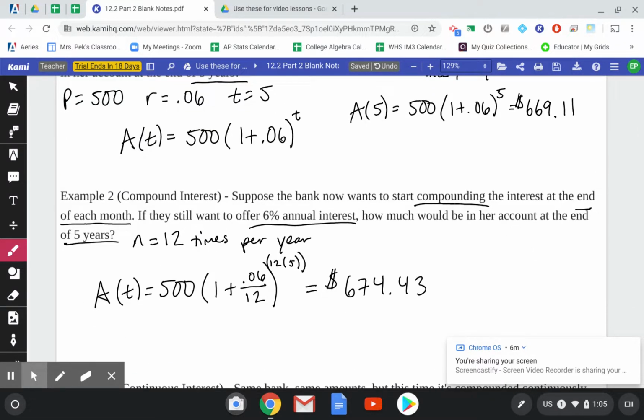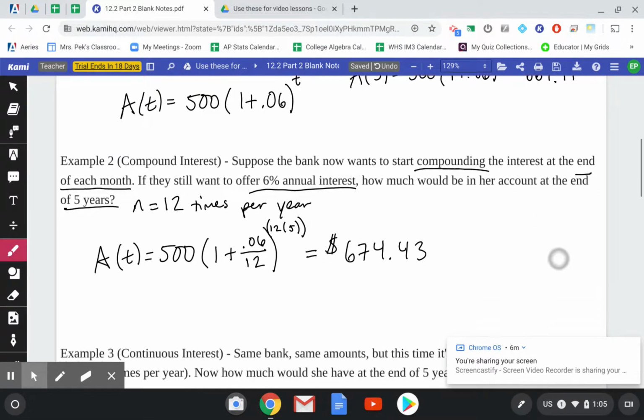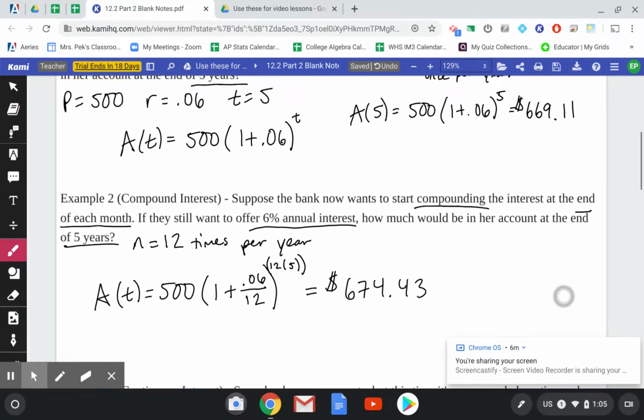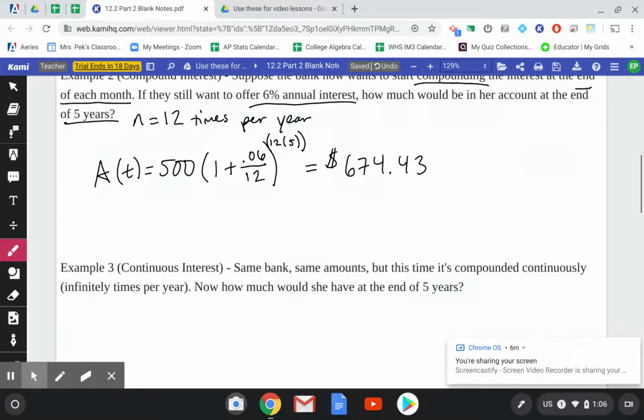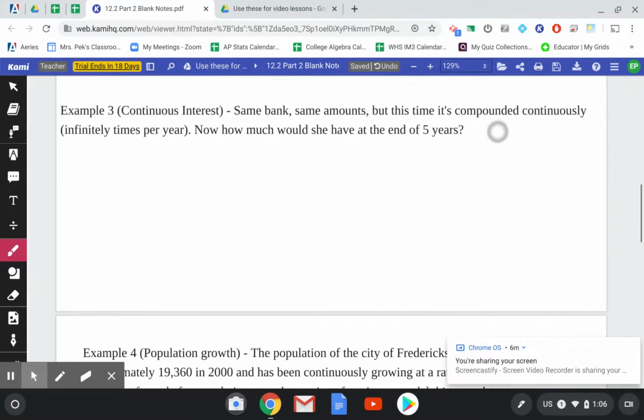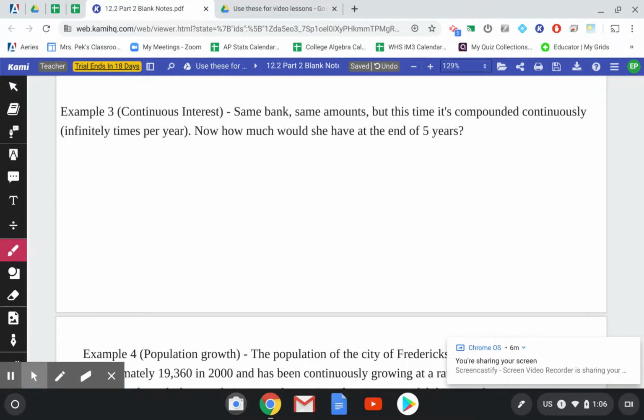$669.11 to $674. We made an extra like $5 there. Even though we started with the same amount, we had the same interest rate for the same amount of time, compounding the interest ends up giving you a little bit more money. So go home and look for bank accounts with compound interest. Put your money in there.